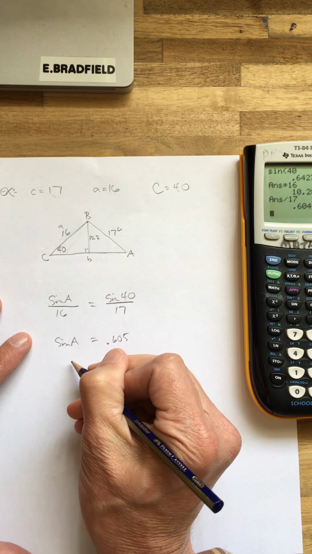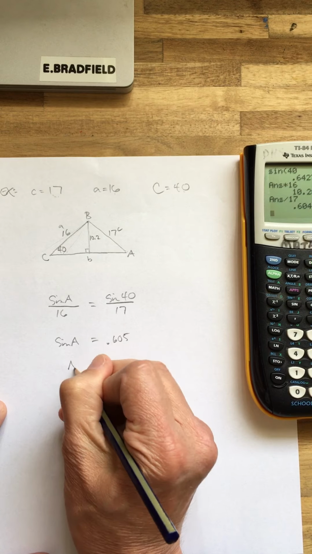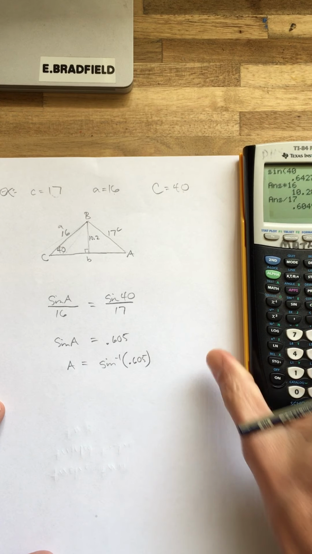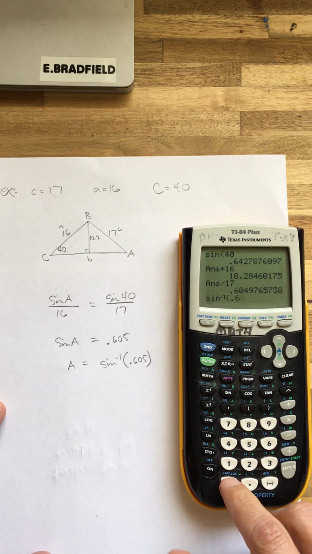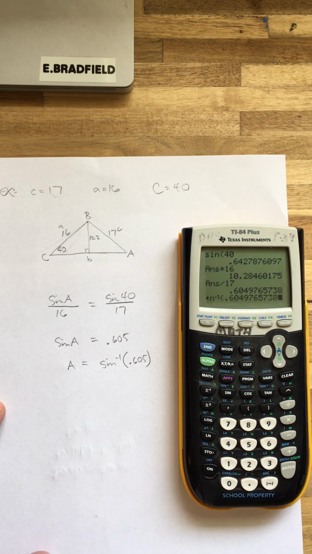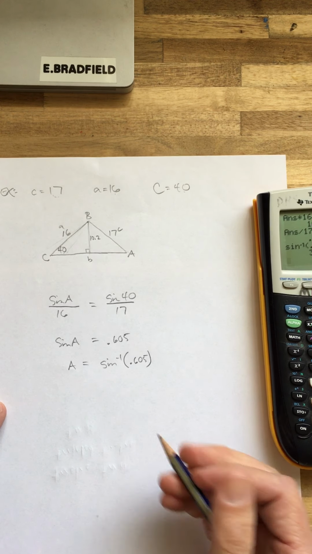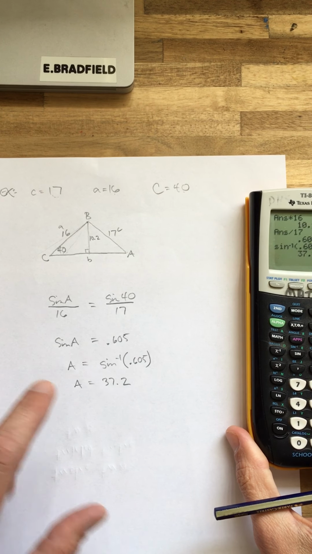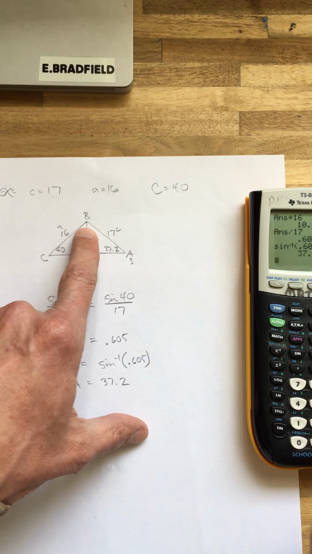I can take the sine and move it over to the ratio, but it's going to turn into the inverse sine. So angle A equals the inverse sine of my ratio, 0.605. Let's take the inverse sine of that. Inverse sine of 0.6049765738, whatever, I copied it down. All right, so we get 37.2, let's just say 37.2. So A equals 37.2. All right, so we got that one. And now let's get angle B.